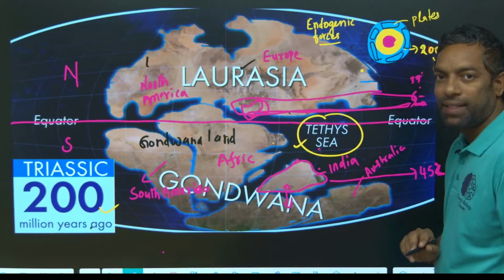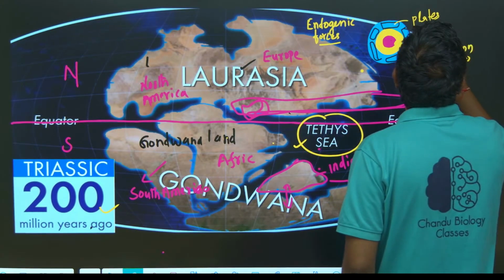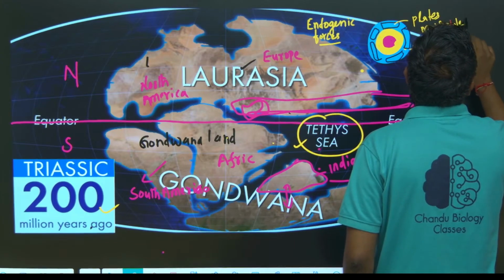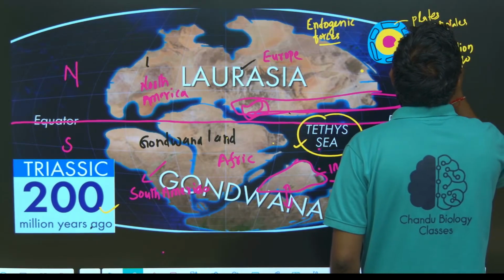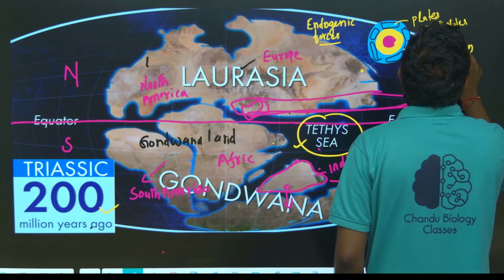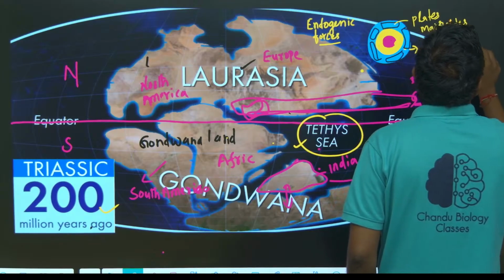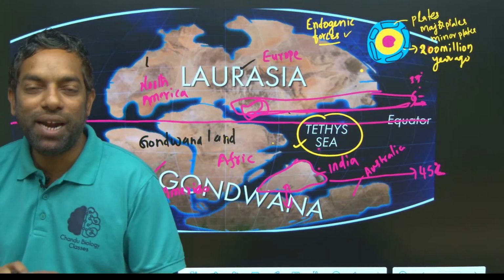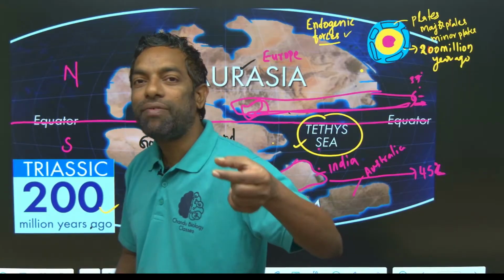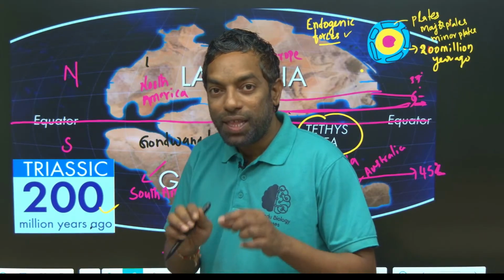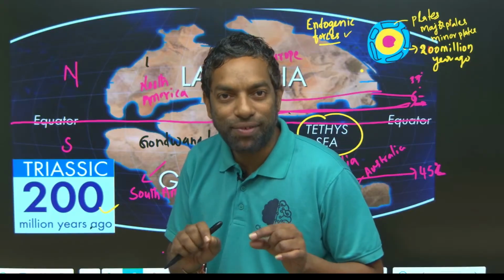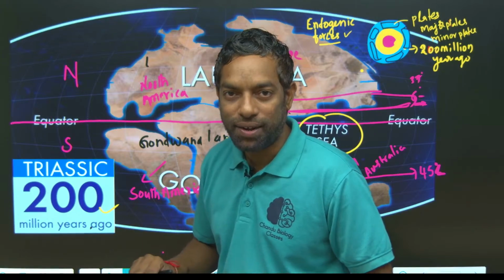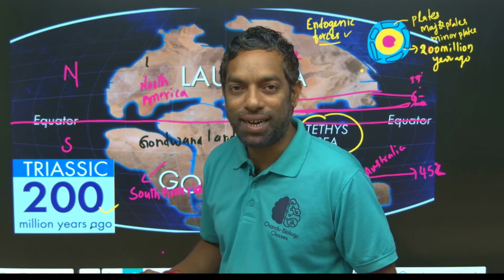The plates are minor plates or major plates. Major plates and minor plates, by the endogenic forces, the plates are created in the earth crust. The plates break down and they forcefully move away from each other.